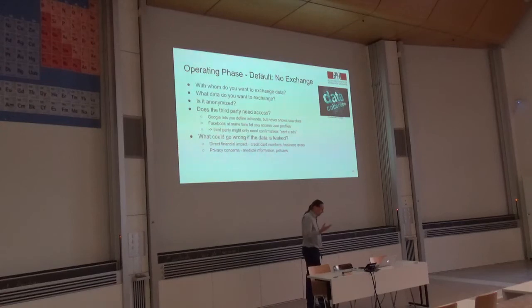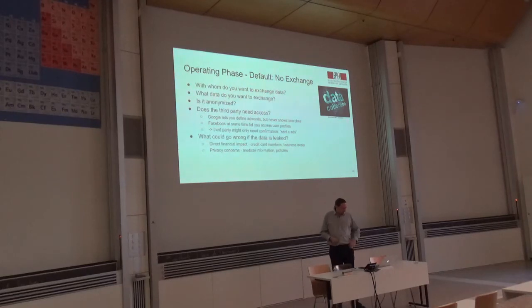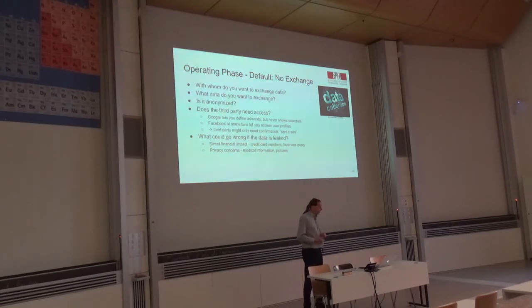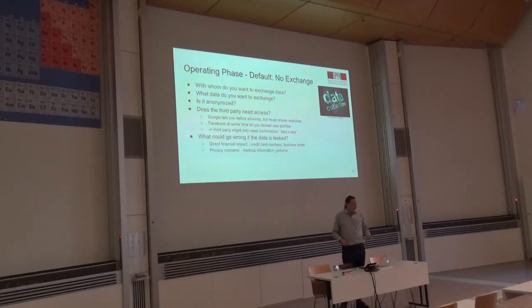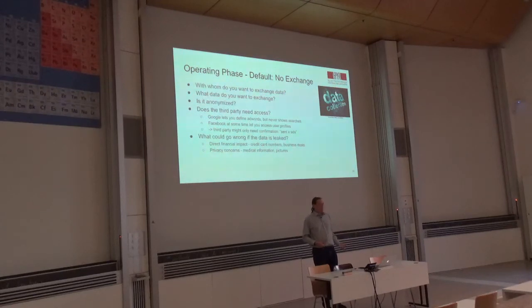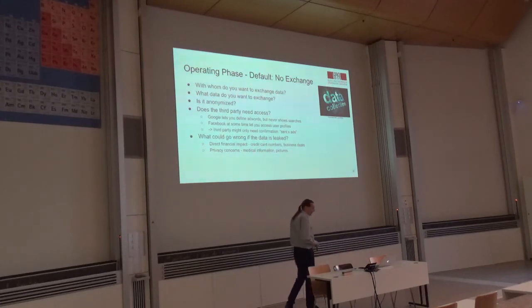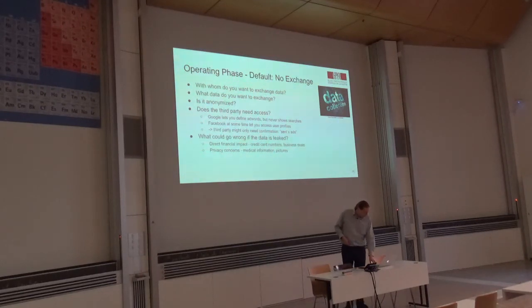So continuing the general exploration of how you plan: we were talking about planning for data collection. Now we look at the operating phase. What do you do with the data while you're operating? With whom do you allow the data to be exchanged or shared? What data do you need to exchange? What subset of the data do particular third parties need access to, and why, right? Different companies are going to have different answers to this in different scenarios. And of course, always think about what could go wrong if the data is leaked.